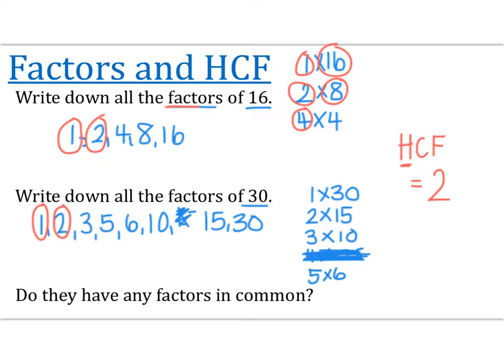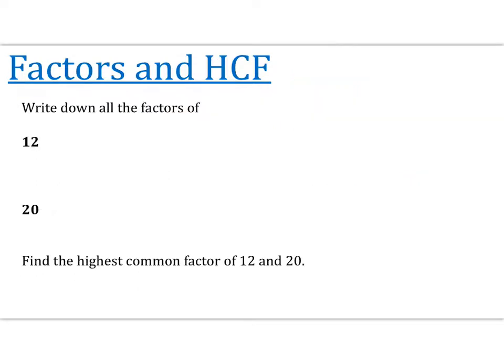Let's try one more example. All right, I'm going to go through this one even more quickly. Write down all the factors of 12. If you'd like to, you can list them out like I've been doing already, like 1 times 12 and 2 times 6 and 3 times 4. And then you can write them in a nice long list. 1, 2, 3, 4, 6, and 12.